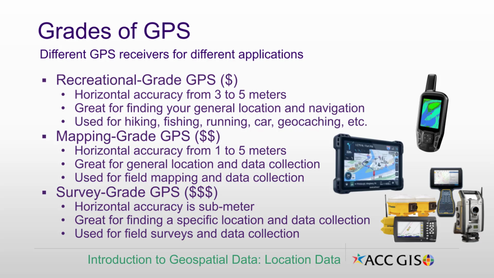Now, survey grade GPS is all about accuracy. It typically is accurate to sub-meter or maybe even sub-decimeter. And so it's great for finding a specific location, and you can also often use it for collecting attributes as well. Professionals typically use survey grade GPS for conducting field surveys.